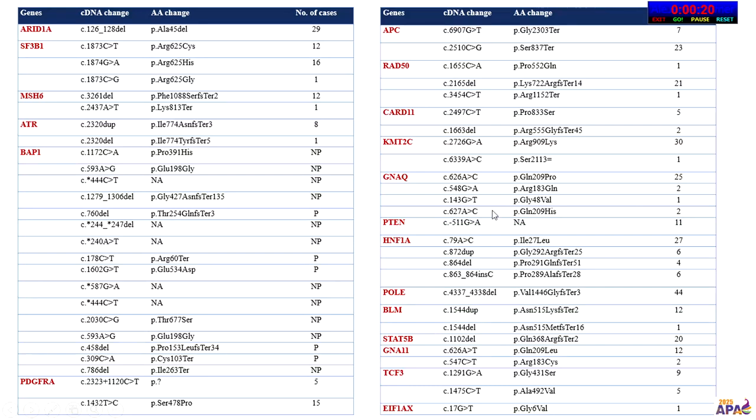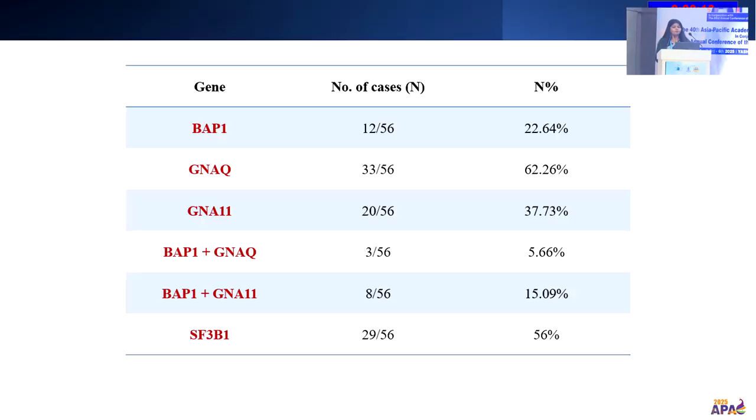found in 13 cases. SF3B1 we found in 29 cases. KMT2C we found in 31 cases out of 56 cases. If we go with BAP1 and GNAQ, we found BAP1 in 12 cases, which is 22.64%. GNA11 was found in 37%. And when we compare the BAP1 mutation and GNAQ, we found it in 5% of the cases.